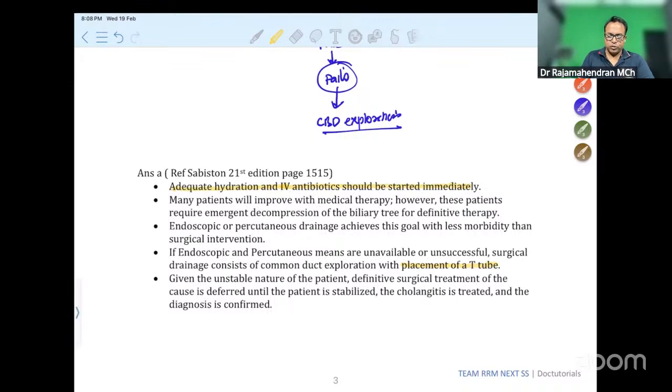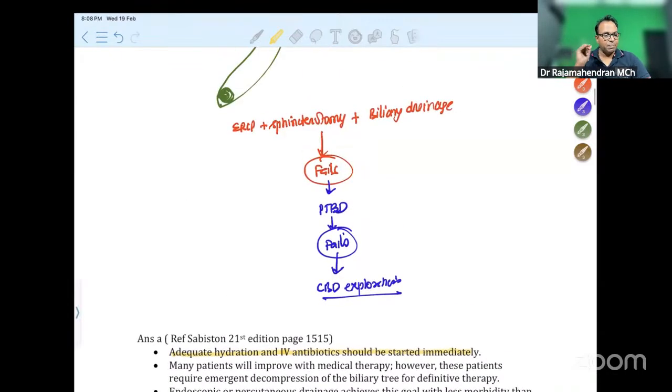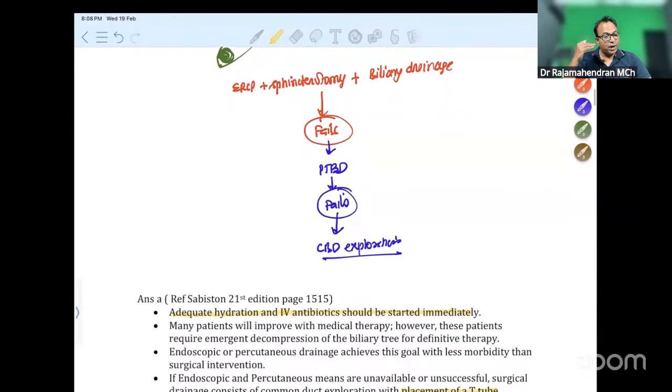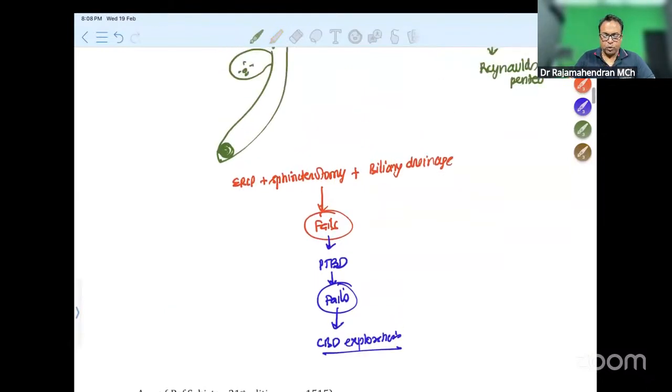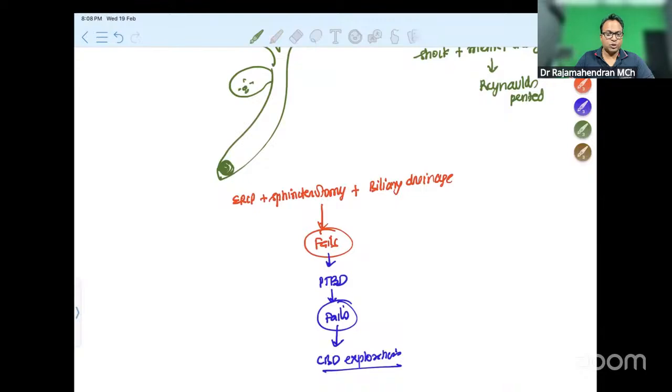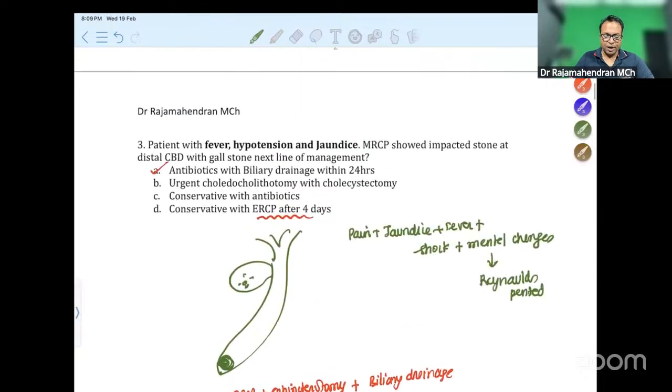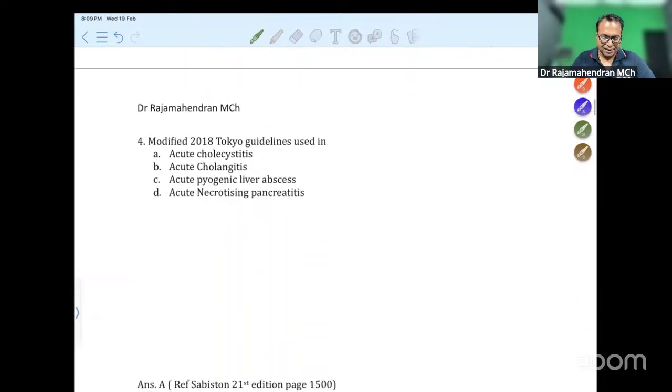Okay, don't forget the stepwise approach. First ERCP, then PTBD, then you should go for CBD exploration. It can be open or laparoscopic, depending upon the surgeon's skill. So we have to open the bile duct, remove the stone, and keep a T-tube. That is a very important protocol for cholangitis cases.